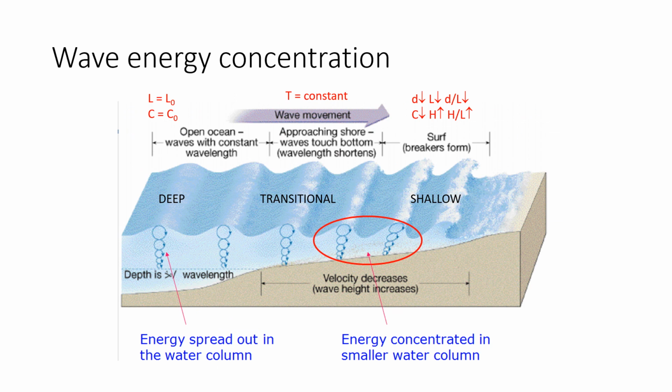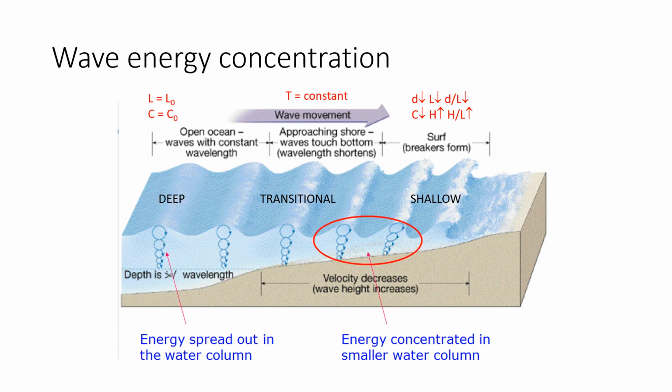This figure shows us the propagation of the same wave from the deep water region to the transitional water region and eventually to the shallow water region. When we say it is the same wave, it means that this wave has the same wave period. It is a monochromatic wave with a single frequency, a single wave period.